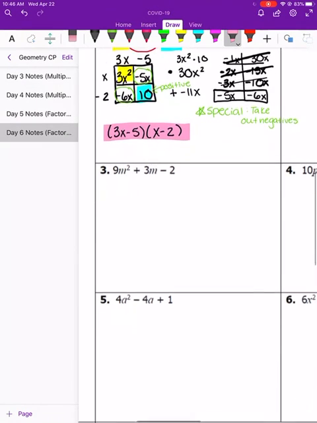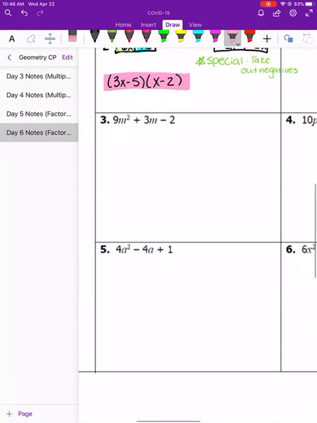Okay, so we're going to go down to 3. Draw your box. Okay, now I'm going to check for a GCF. So I have a 9, a 3, and a 2. Well, I know I can take a 3 out of a 3 and out of a 9, but I can't take a 3 out of a 2. So I do not have a GCF.